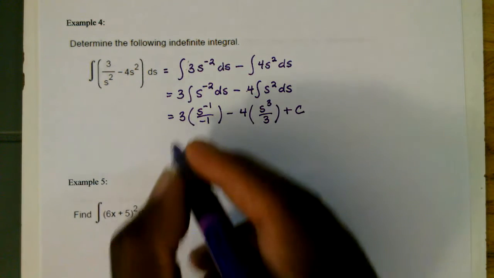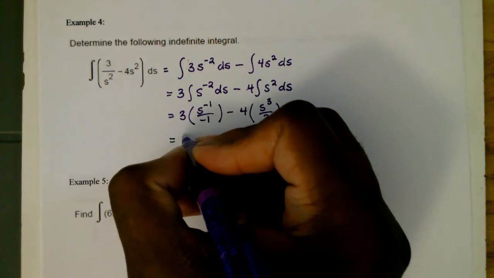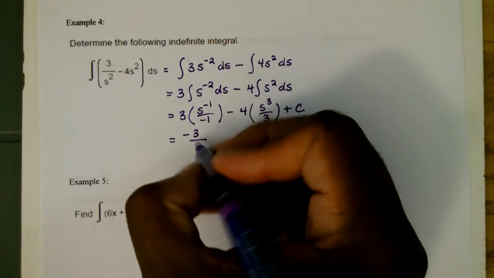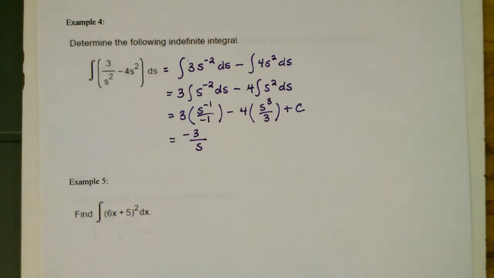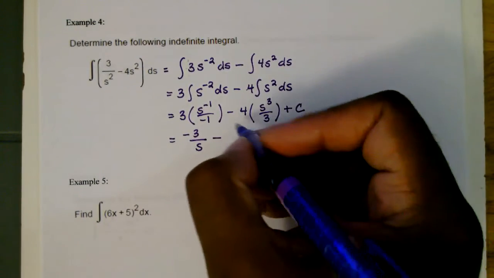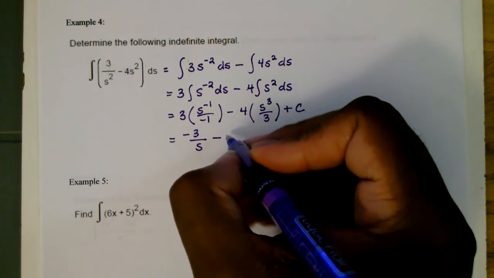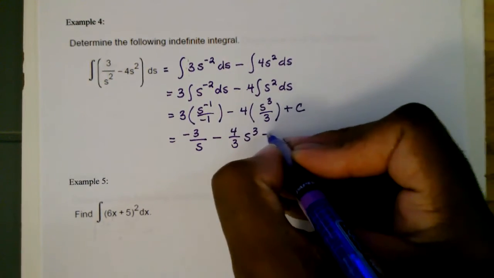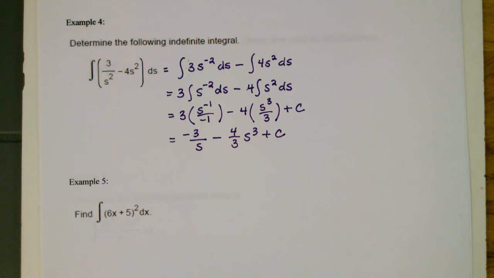So if I simplify this, 3 divided by negative 1 would be negative 3. And that s to the negative 1, I'm going to pull that into the denominator to make that s to the positive 1 power. So it'll just be 3 over s minus, let's see, 4 divided by 3, that's just going to be 4/3 s cubed plus c. And that will be as far as I can go with that problem. So that's the integral of 3 over s squared minus 4s squared.